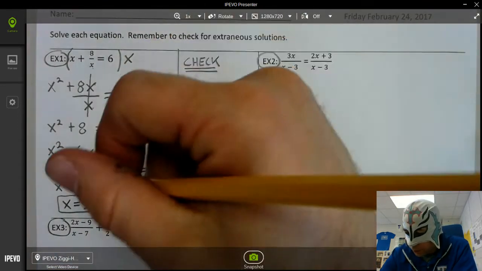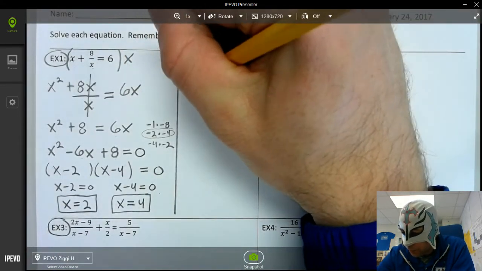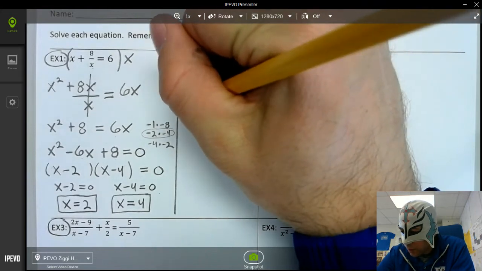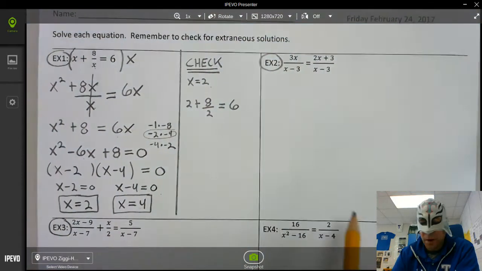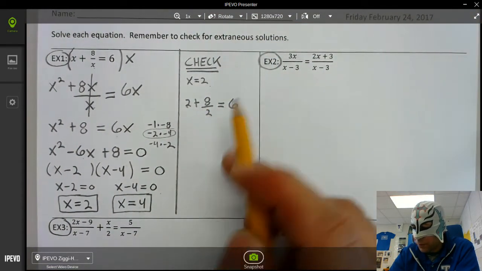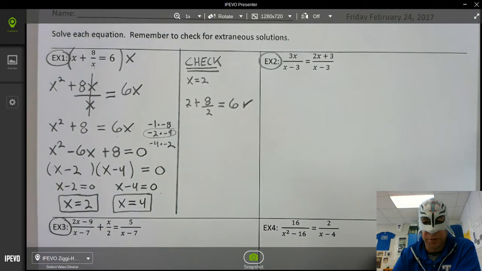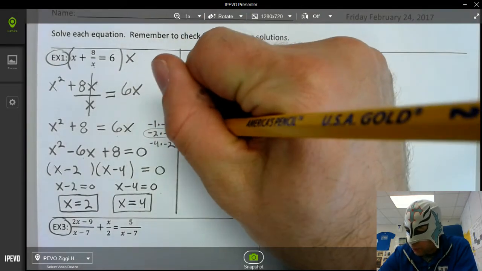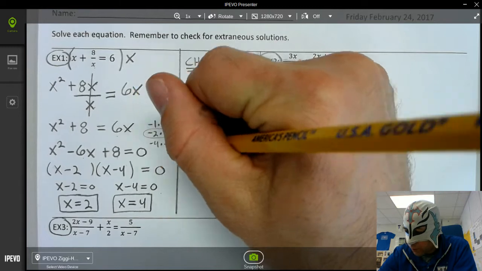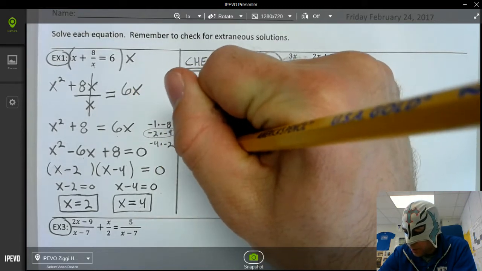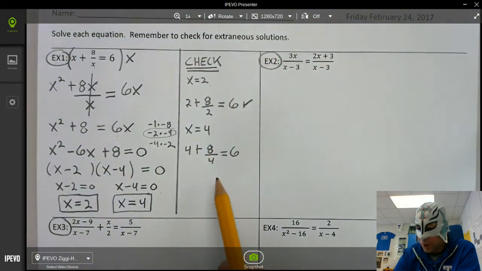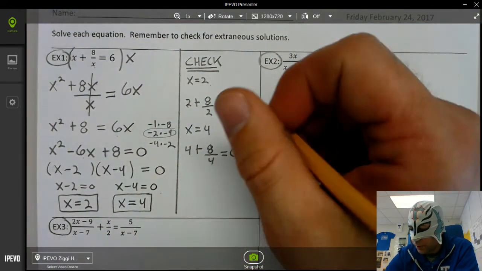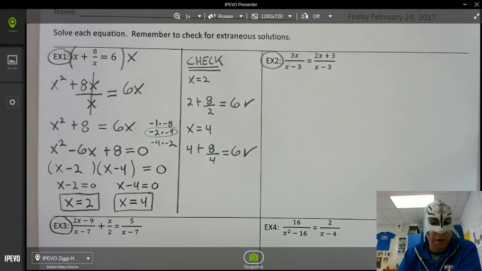Okay, so let's start with x equals 2. So that's 2 plus 8 divided by 2 equals 6. Well, 8 divided by 2 is 4, 4 plus 2 is 6, x equals 2 is the solution. Now let's check x equals 4. So you get 4 plus 8 divided by 4 equals 6. Well, 8 divided by 4 is 2, 2 plus 4 is 6, these check. So x equals 2 and x equals 4 are the solutions, and there are no extraneous solutions.